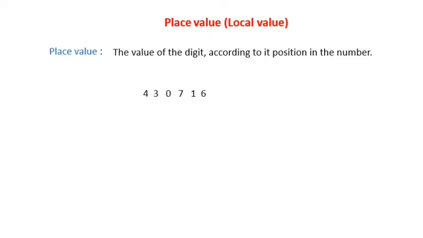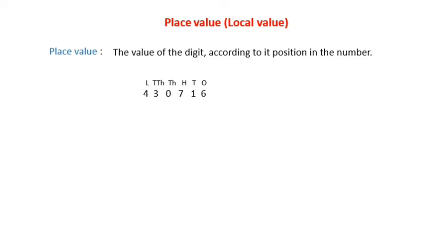I have taken here a 6-digit number. 6-digit number means it is 4,30,760. Let us write this down by position. Now 6 is in the ones position, 1 is at the tens position, 7 is at the hundreds position, 0 is at the thousands position, 3 is at the ten thousands position, and 4 is at the lakh position.